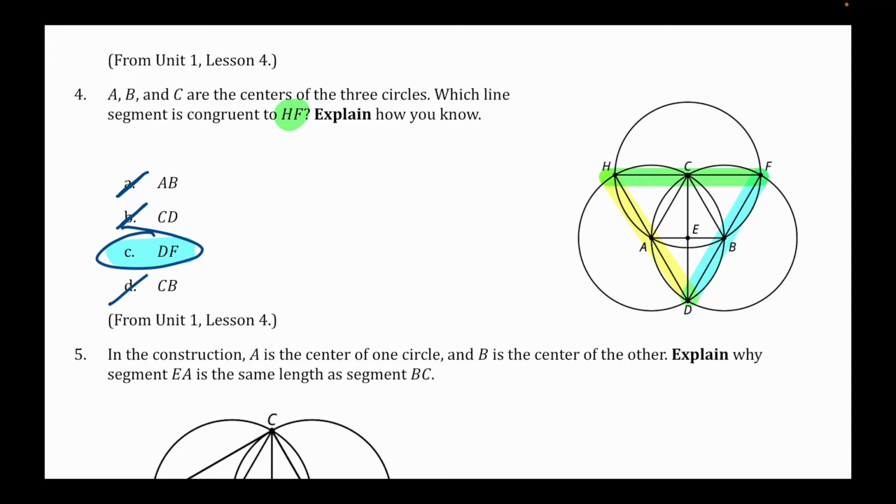So now our explanation is that HF and DF are diameters of congruent circles. And that's it for question 4.